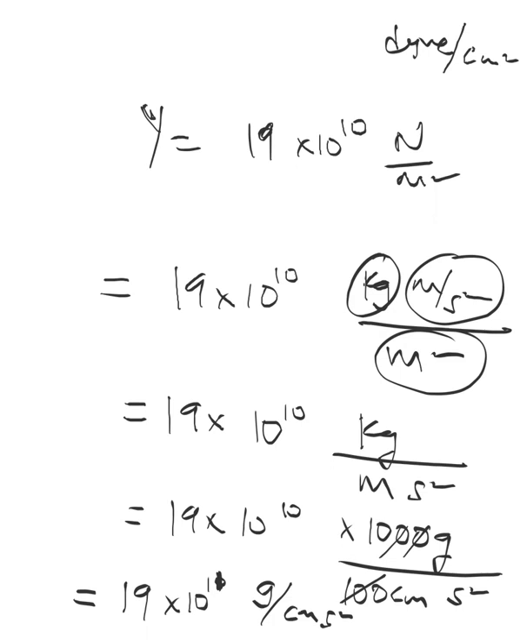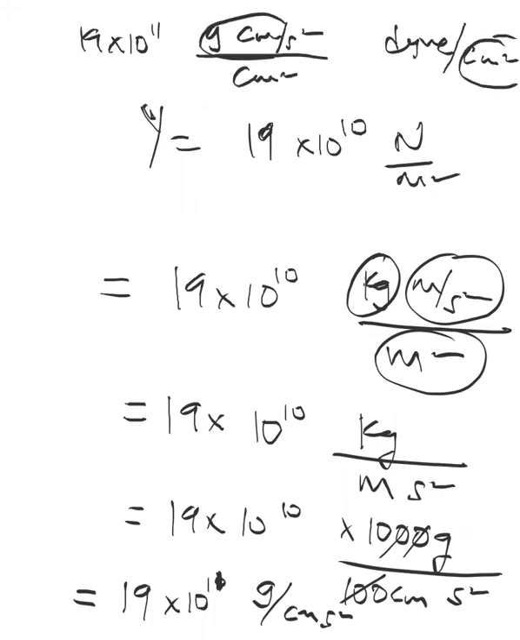If you convert into dyne, what is dyne actually? 19 into 10 power 11. Dyne is basically gram mass into acceleration, centimeter per second square, per centimeter square. This is per centimeter. This is dyne. So this is the answer, 19 into 10 raised to 11.